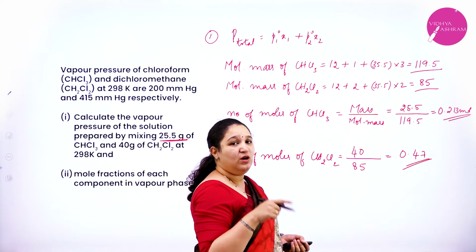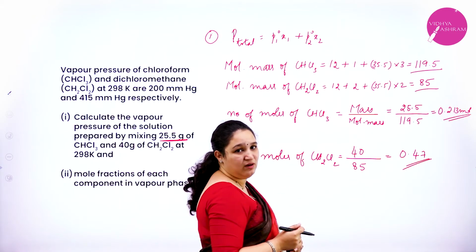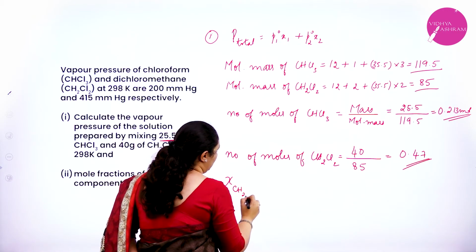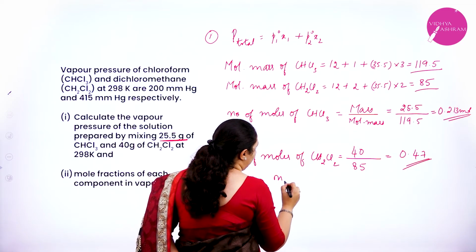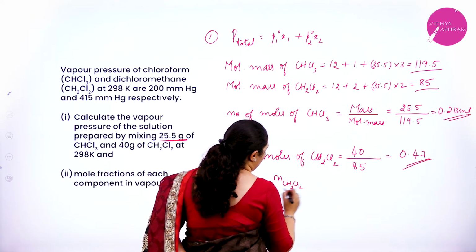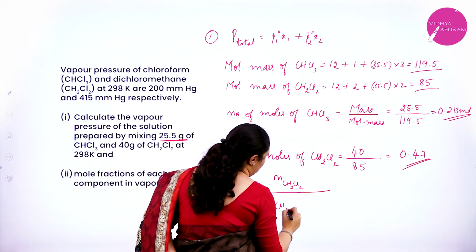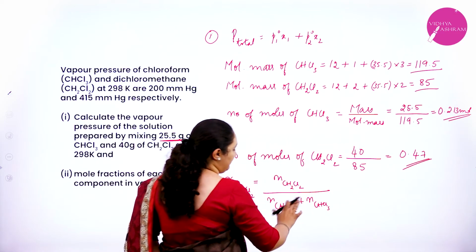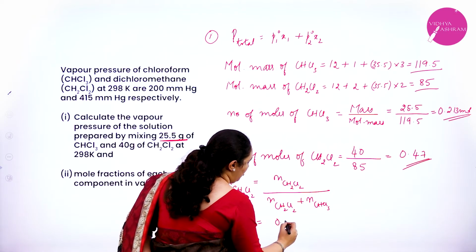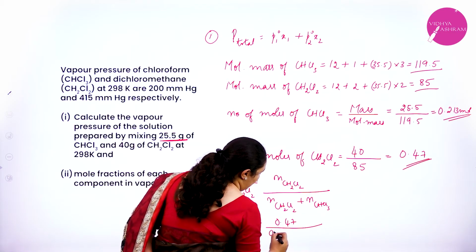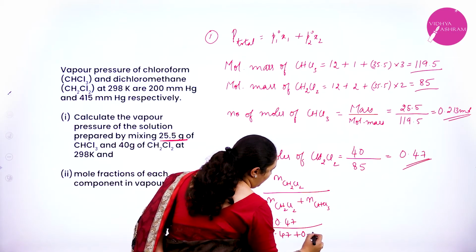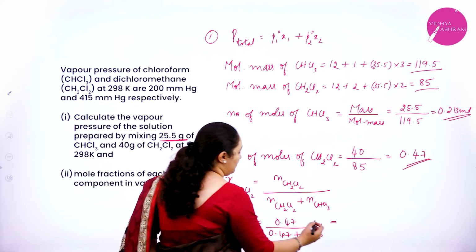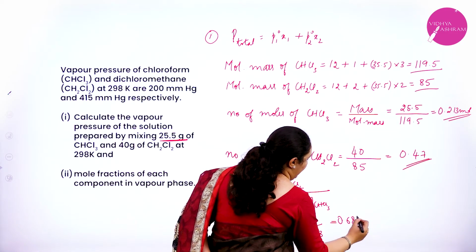Now I'll calculate the mole fraction of one component. I'll take dichloromethane. Mole fraction of CH2Cl2 is equal to the number of moles of CH2Cl2 by the number of moles of CH2Cl2 plus the number of moles of CHCl3, that is chloroform. I am mixing both. That's the reason it's 0.47 divided by 0.47 plus 0.213, which if I solve, I am going to get the answer as 0.688.